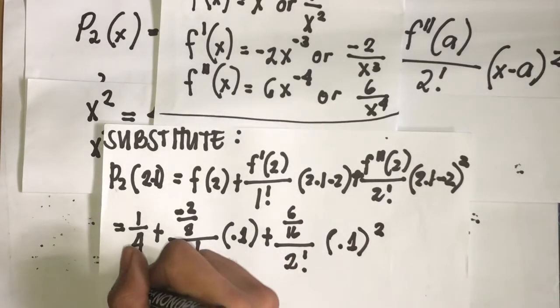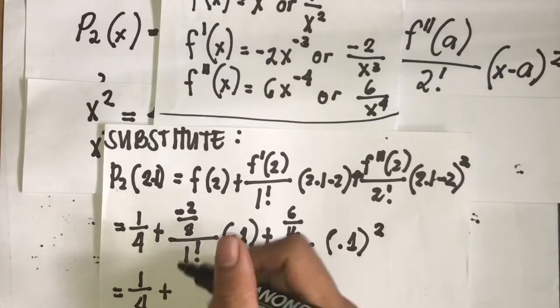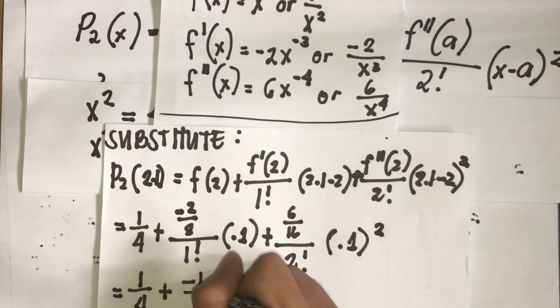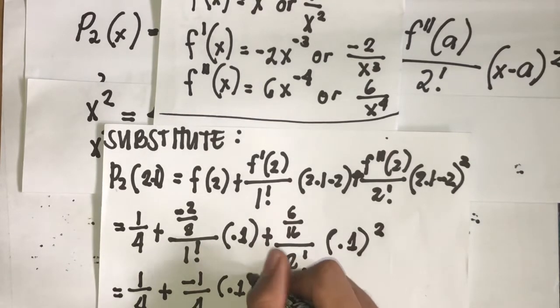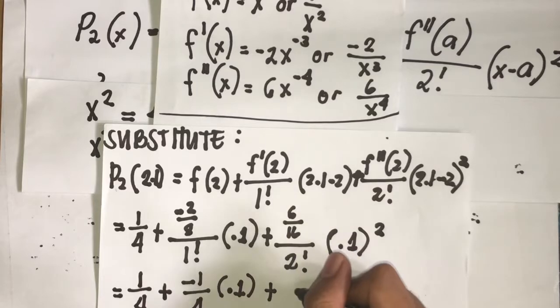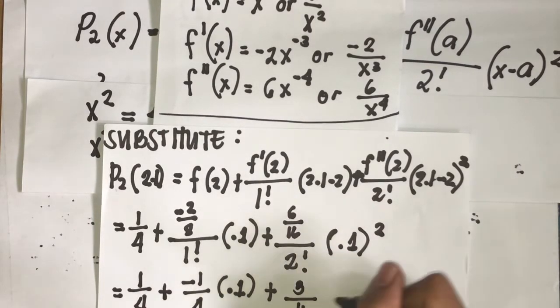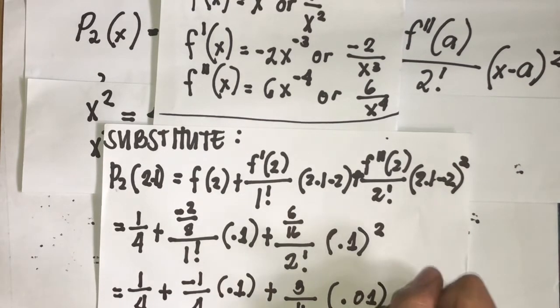So let's further evaluate this. That's going to be 1/4 plus, since this is over 1 factorial, it would be the same, negative 2 over 8, or negative 1/4 times 0.1, plus this would be 3 over 16 times 0.01.